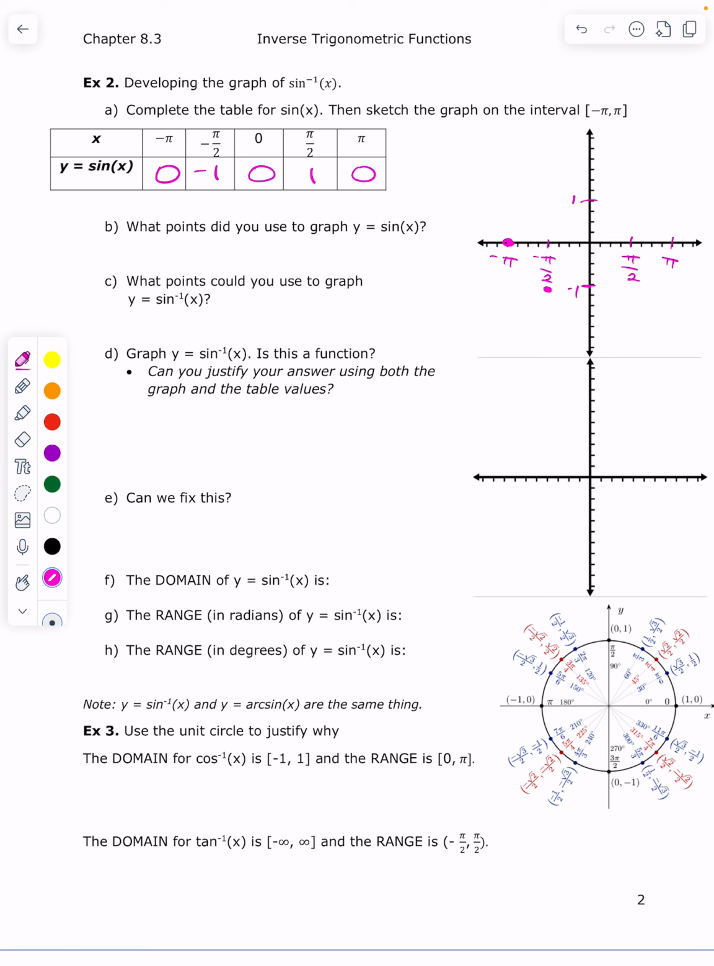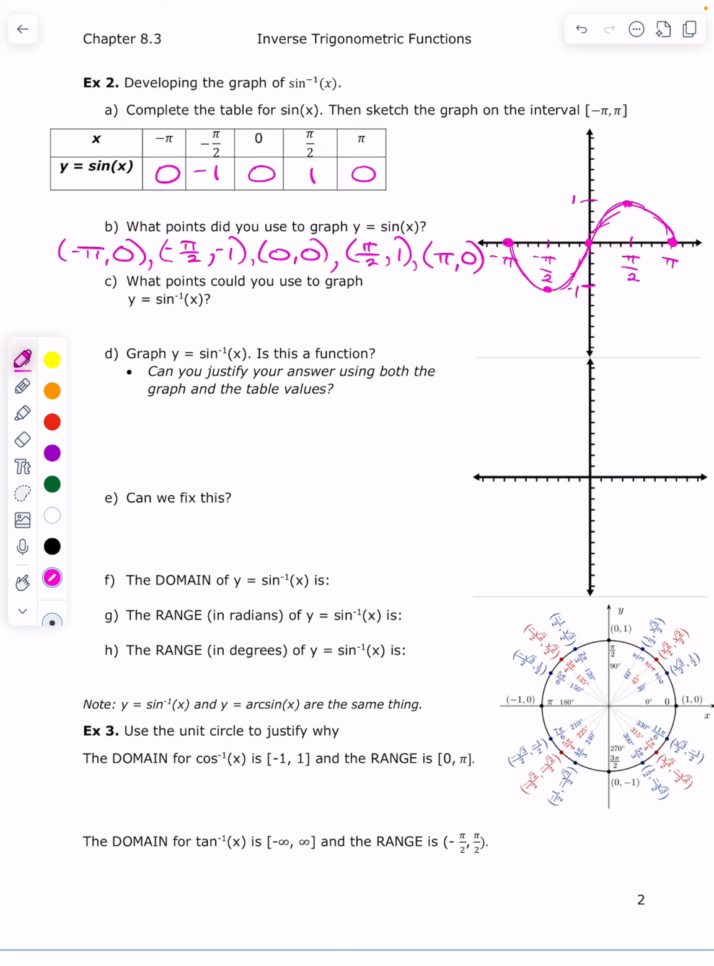So when we go to graph this, I have got this one period of our sine curve. Keep in mind this repeats indefinitely on both sides. Right now we are just looking at the one period. The points we used to graph were negative pi, 0; negative pi over 2, negative 1; 0, 0; pi over 2, positive 1; and pi, 0.